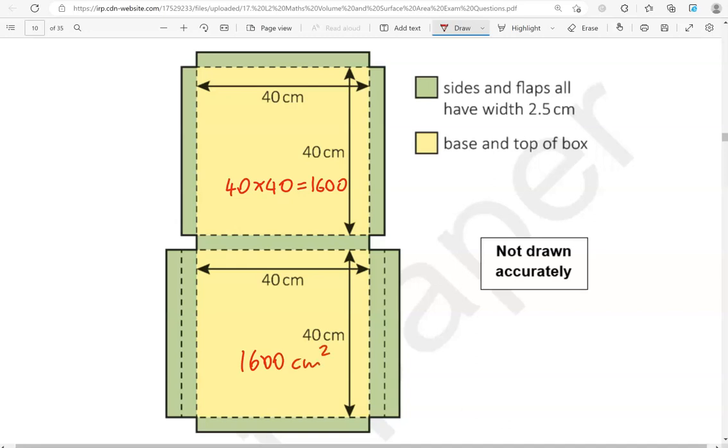Now we've got the sides and the flaps. So we've got this rectangle here, which is 40 centimeters by 2.5.